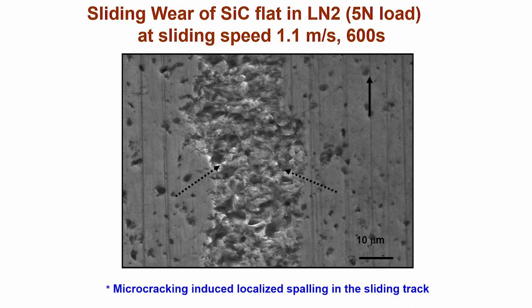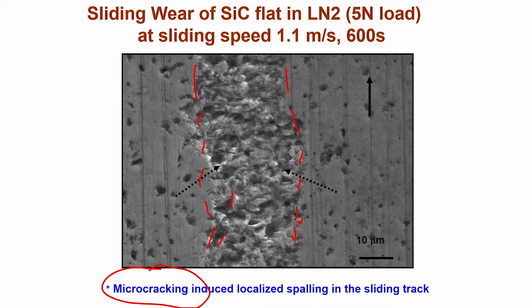This is at the high sliding speed conditions and you can see this is your wear track. A closer look at this particular region clearly shows that there are numerous microcracks. So, this microcracking is playing an important role in this particular case, and that is at a high sliding speed of 1.1 meter per second.